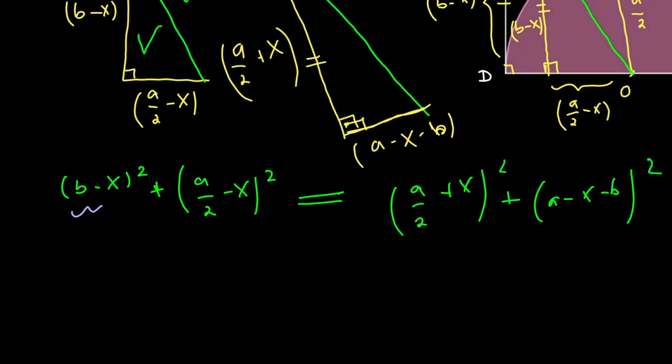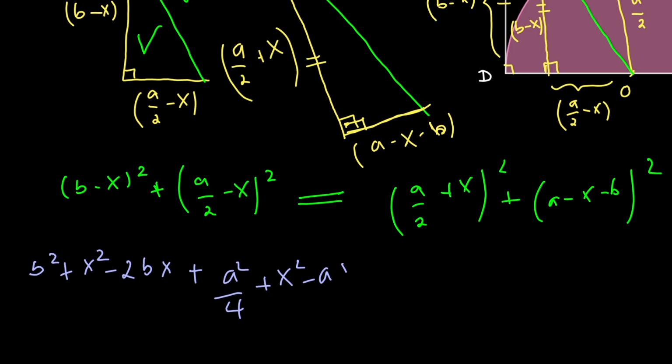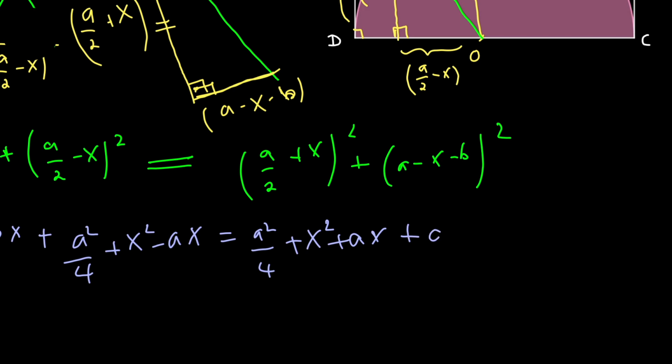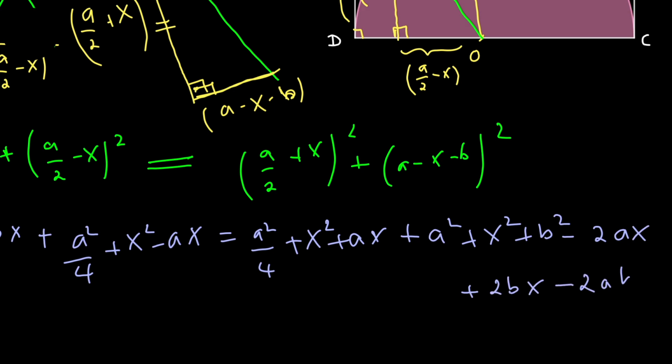So the opening of this thing will give me b square plus x square minus 2bx, plus the opening of this thing will give me a square upon 4 plus x square minus ax, equals the opening of this thing, which will give me a square upon 4 plus x square plus ax, and the opening of this thing will give me plus a square plus x square plus b square minus 2ax plus 2bx minus 2ab.